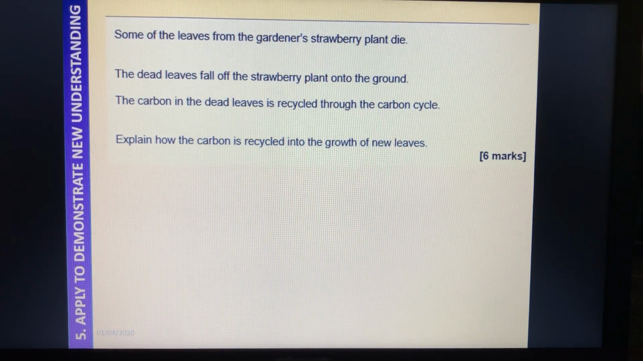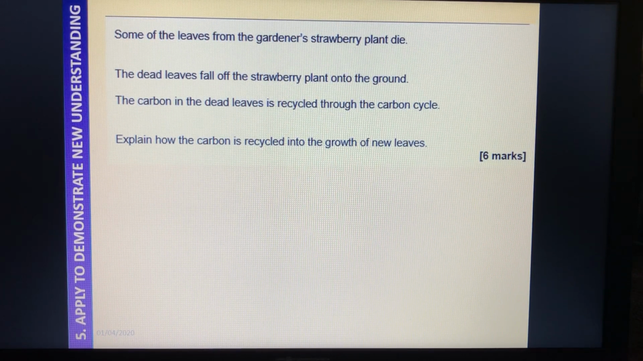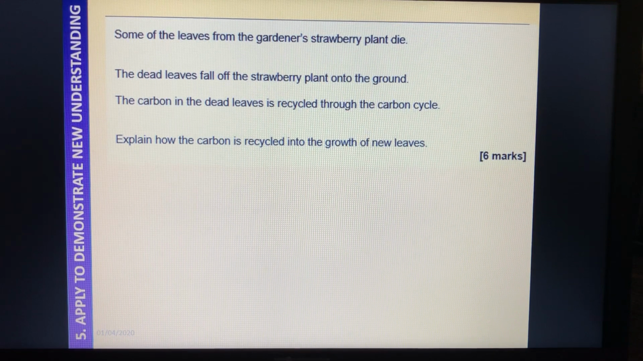So the dead leaf has died, fallen to the ground and decayed. How has that carbon from that leaf made it back into new leaves? Okay, now this is a 6 marker that I would like you to try. You will need to pause now.